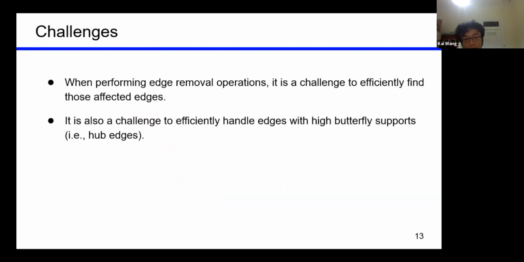Here are the challenges of this problem. Firstly, when performing edge removal operations, it is a challenge to efficiently find these affected edges. And secondly, it is also a challenge to handle these edges with high butterfly support, because when those edges are removed, it will affect so many other edges.